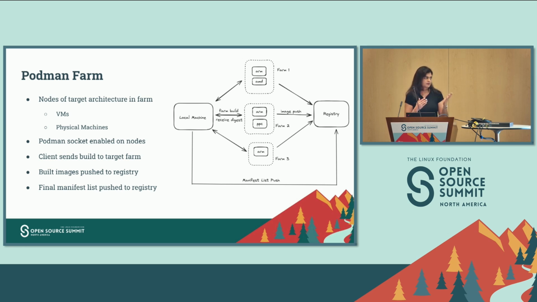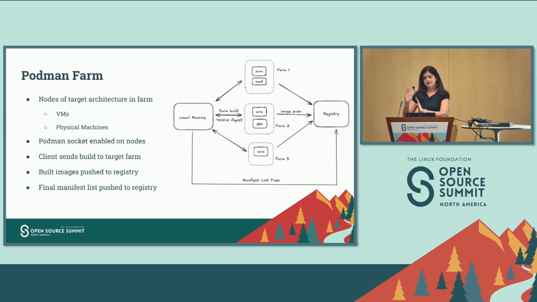As I said, you're not restricted to 3 farms. You can have as many or as few farms as you want. Same thing for the number of nodes inside a farm. On the local machine, we have our Dockerfile, or Containerfile, with the build steps that we want. We just do Podman farm build, a similar command to how you do a Podman build or a Docker build, same flags, and then all the data is sent over to the nodes.